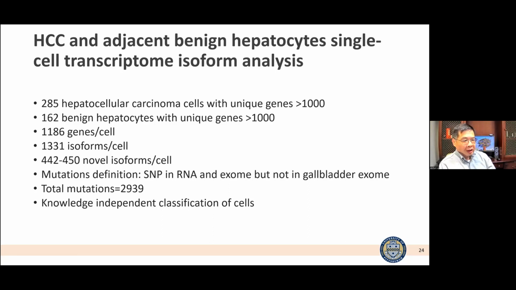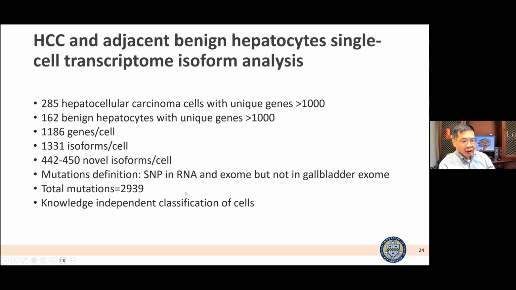Then we do a mutation analysis based on this. We call SNPs in RNA found in the exome but not present in the gallbladder of the same individual. That rules out the possibility that the SNP is not a mutation, because the SNP is not present in the genome of the gallbladder. We found a total of a little less than 3,000 mutations.